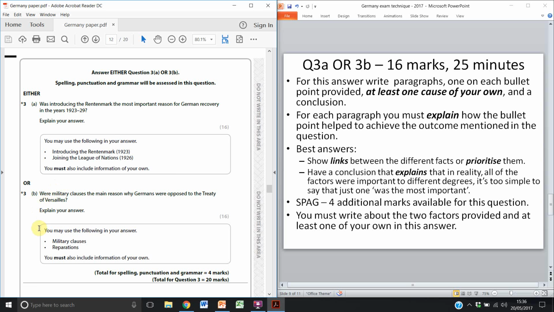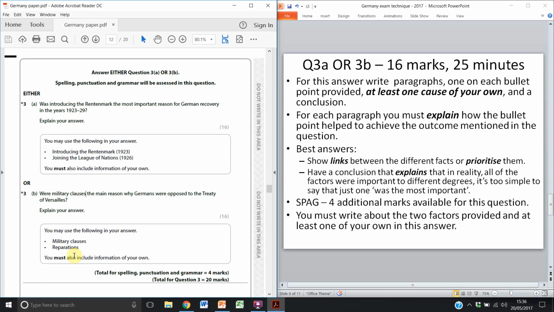Personally, if this was my paper, and don't forget your paper will be different, I would go for question 3B, because this is just one of the nicest questions ever. So, were military clauses the main reason why Germans were opposed to the Treaty of Versailles? I mean, what a doddle of a question. And you've got here, you may use the following in your answer. Military clauses, which has just been mentioned in the hypothesis. That's your first reason. Reparations.